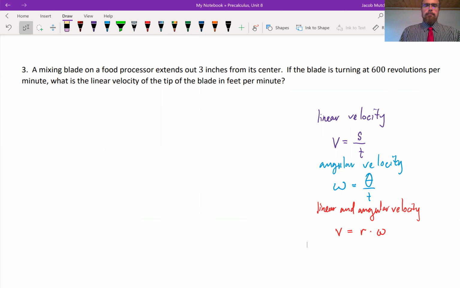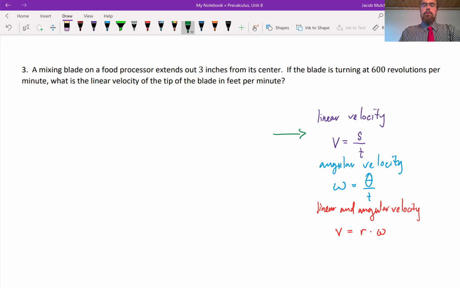So different from our first example, here I want to know linear velocity instead of angular velocity. So initially what I would say is I need that first equation. Again, it could be possible that we would use the third one, but it's good to just see, okay, maybe I can use this first one. So linear velocity here, if I'm going to pick up the first equation, I would need the arc length and the time. And just looking at what I've got, I don't have either of those pieces of information.